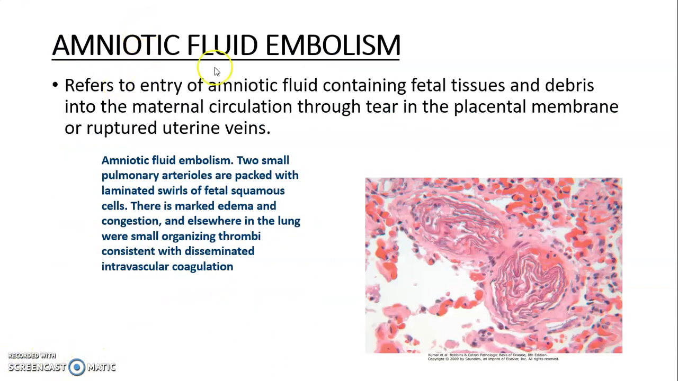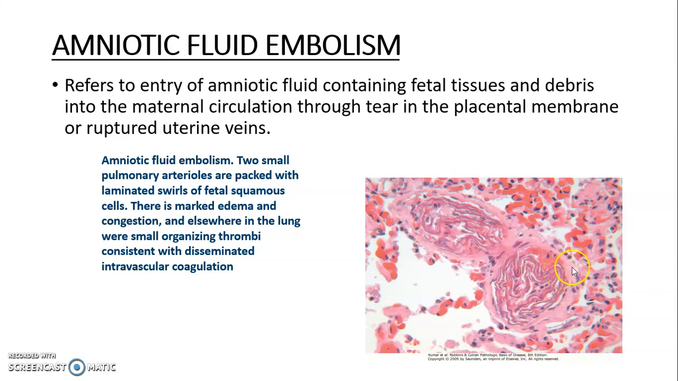Coming to amniotic fluid embolism. It refers to entry of amniotic fluid containing fetal tissues and debris into the maternal circulation through a tear in the placental membrane or ruptured uterine veins. This is the microphotograph showing the amniotic fluid embolism. These are the pulmonary arterioles, they are packed with laminated swirls of fetal squamous cells.